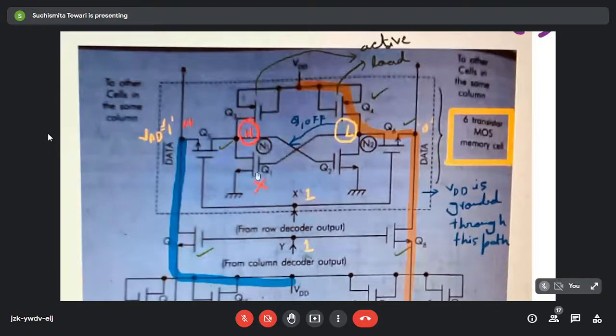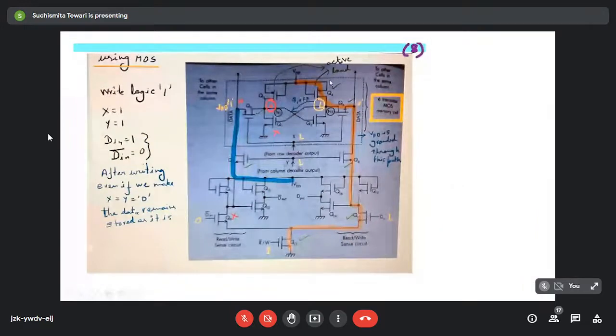Now here these two NMOSes are connected in a crisscross fashion, and from these two nodes another two transistors are connected. Basically this inner cell is connected with the data and data bar line through these two transistors, Q5 and Q6. The gates of these two transistors are connected to the row decoder, and here you will see another two transistors, Q7 and Q8, whose gates are connected with the column decoder. So by giving 1 and 1, we are basically activating this cell.